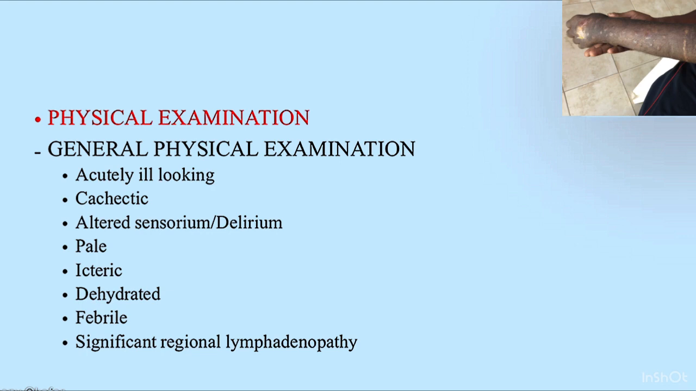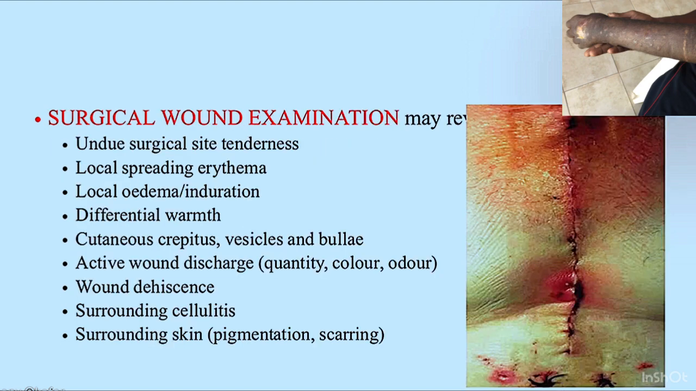However, in cases where the patients have already come down with overwhelming sepsis, they'll be toxic looking, acutely ill looking. Also, the patient might be cachectic, have altered sensorium, they might be pale because with infection, they can come down with anemia and then become pale. They can be icteric, dehydrated, febrile, and they might have significant regional lymphadenopathy.